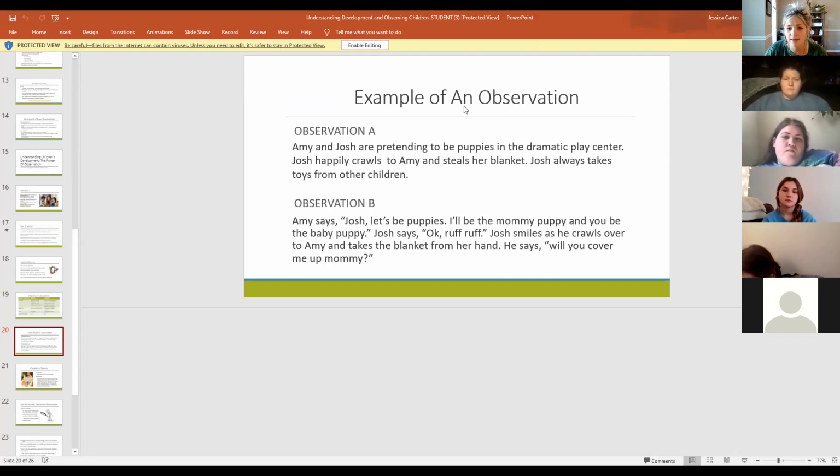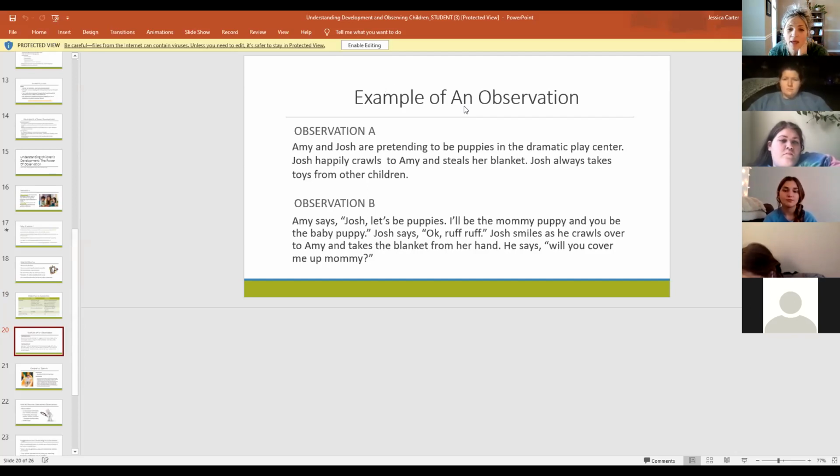These are two examples of observations that you might see. Observation A is this: Amy and Josh are pretending to be puppies in the dramatic play center. Josh happily crawls to Amy and steals her blanket. Josh always takes toys from other children. Or we might see one that reads more like this.